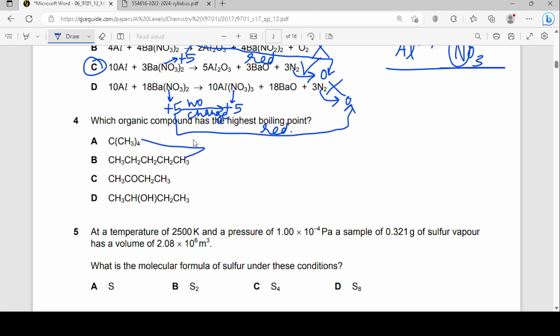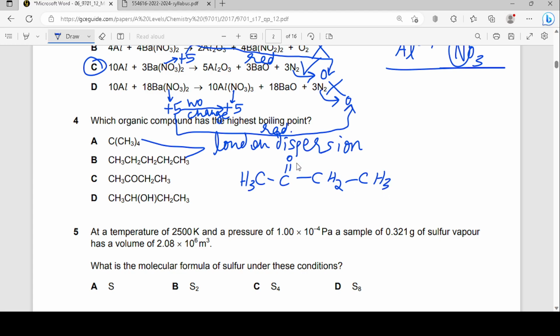Basically the boiling point would depend on the strength of the intermolecular forces, right? In option A and B, we just have temporary dipole induced dipole forces, or London dispersion forces. Those are the only intermolecular forces you have, because they are non-polar molecules. So that means they don't really have very high boiling points. But if you look at option C, let me draw it out, CH3COCH2CH3, right? Here you have a highly electronegative oxygen atom.